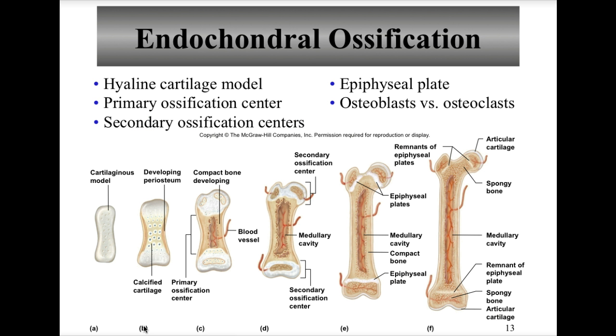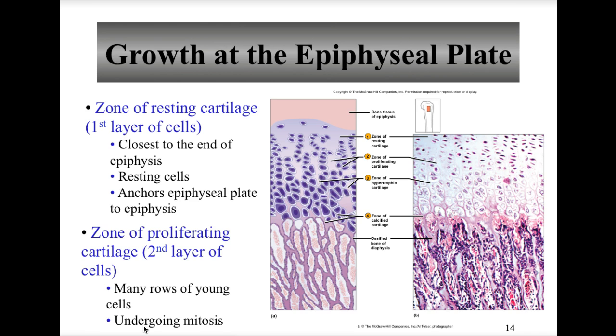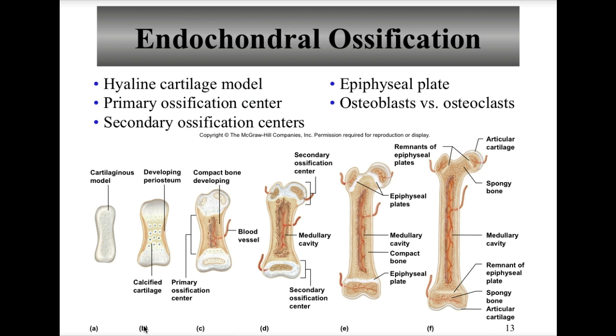So during infancy and childhood, long bones lengthen entirely by growth at the epiphyseal plates, the longitudinal growth, and all bones grow in thickness. That would be appositional growth. Here you can see a picture of endochondral ossification where you have the hyaline cartilage model, primary ossification centers, secondary ossification centers, the epiphyseal plate, and you see osteoblasts and osteoclasts in the picture.